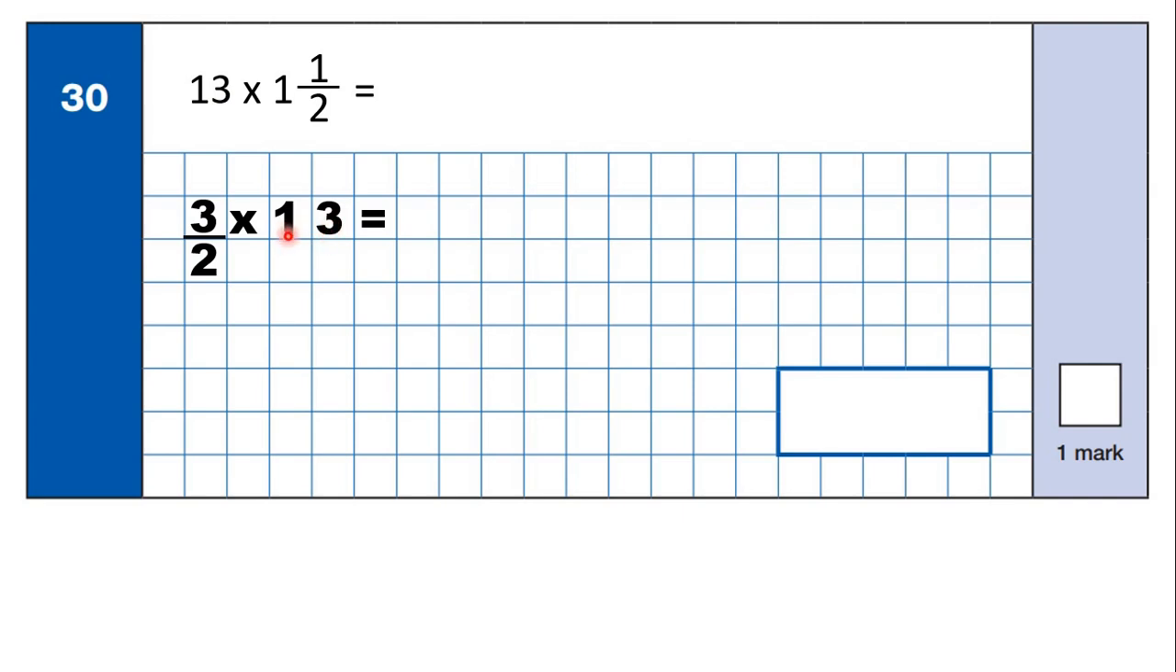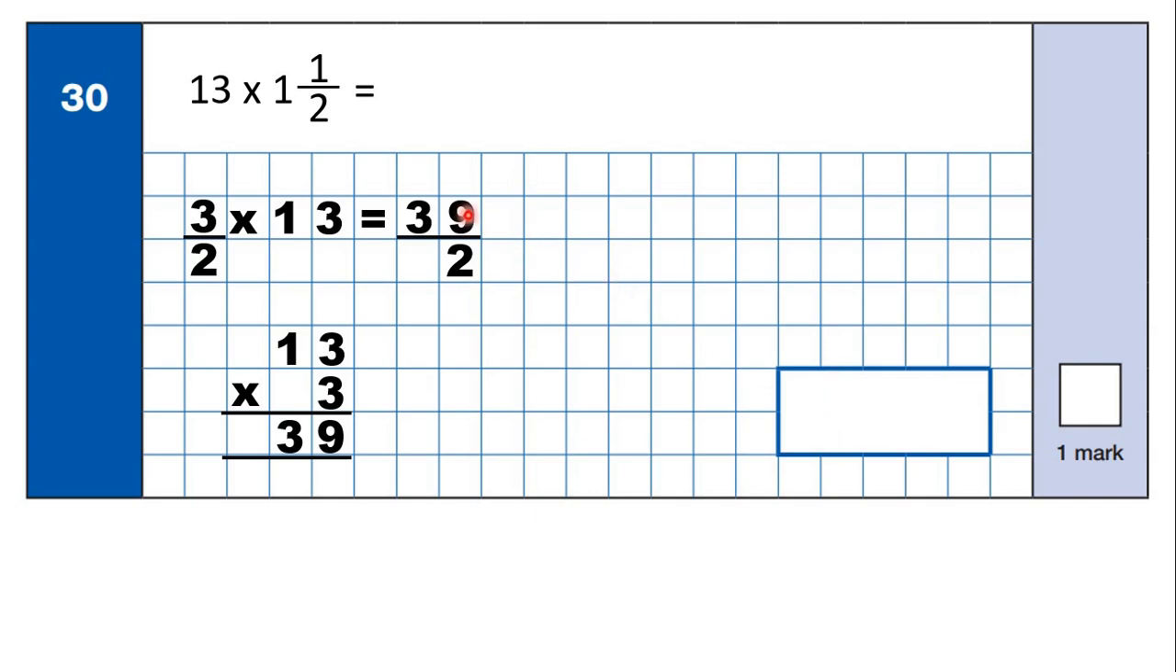But we need to remember that when we multiply a fraction by a whole number, we only multiply the numerator and the denominator stays the same. So we can work out 3 times 13, that's 39, but then the denominator stays the same. So we could write our answer as an improper fraction, so write 39 over 2.